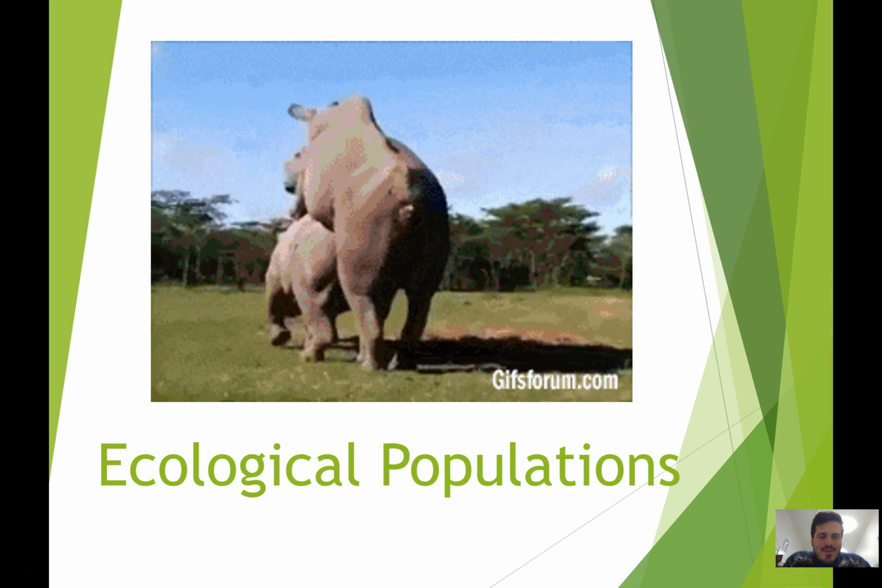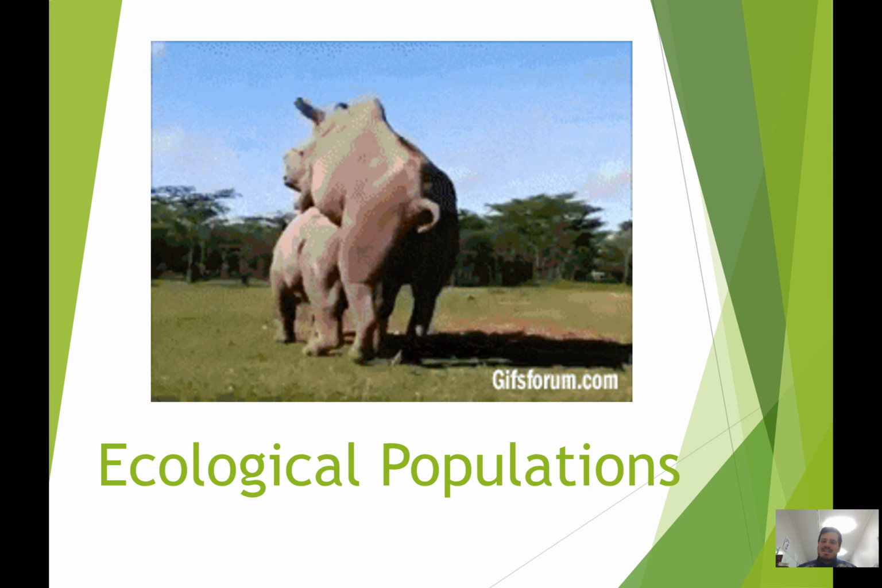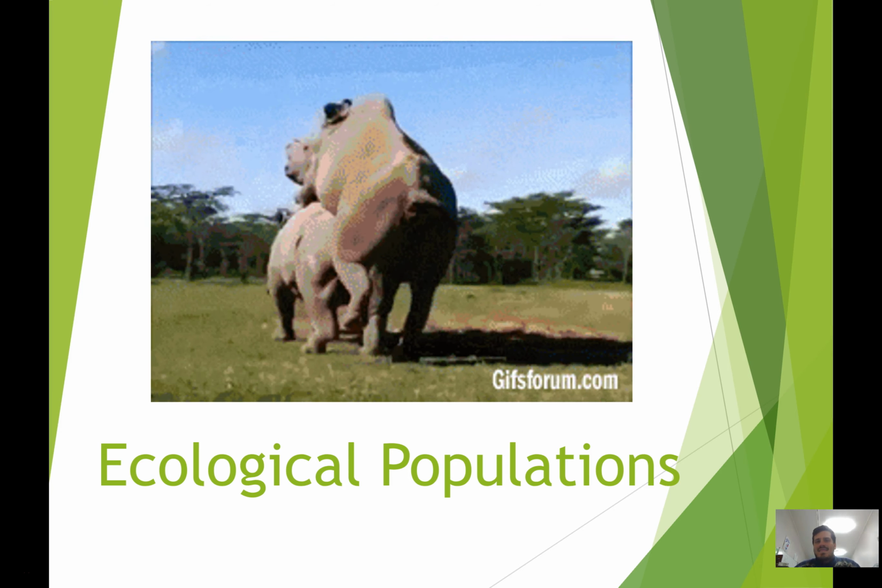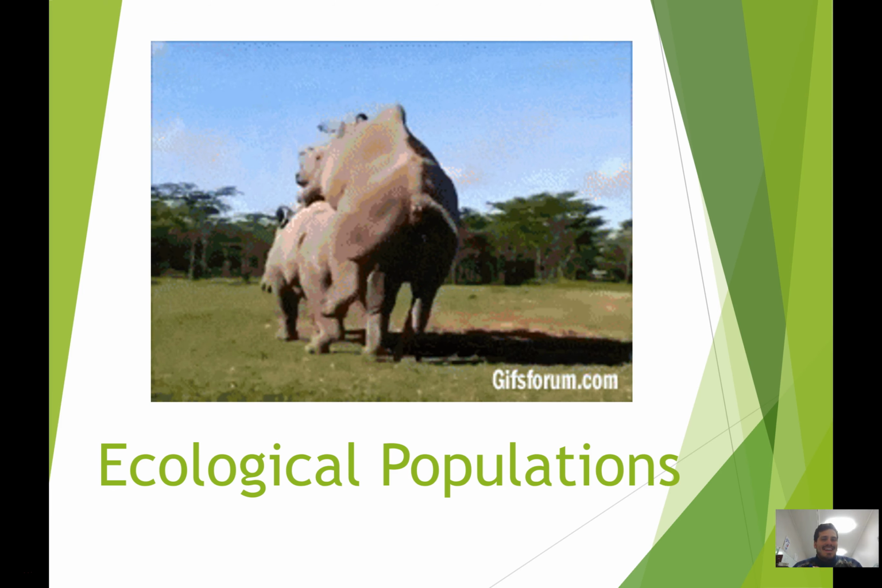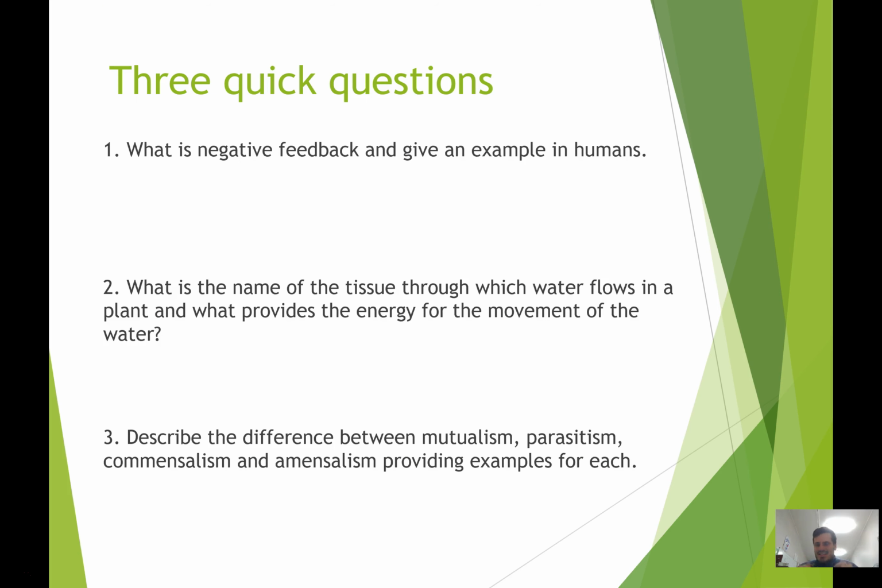All right, so let's finish off Unit 1 biology to talk about populations as a whole, and more specifically, we're going to talk about ecological populations and the factors such as really bad rhino mating that affect those ecological populations. But first, last 3 quick questions for Unit 1. Pause the video here. We're going to go through them together right now.